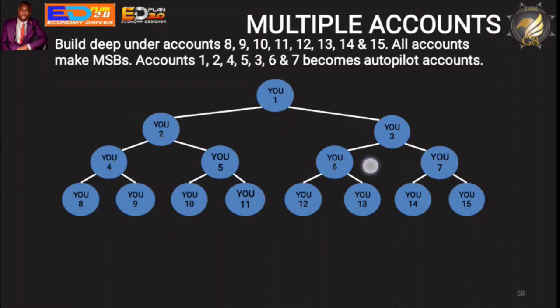It means that here you have accounts 1, 2, 3, 5, 6, and 7 being autopilots, and then the rest of them make money. So the advantage of starting with 15 accounts or 7 accounts is that all the people you will ever bring will just be under your accounts.